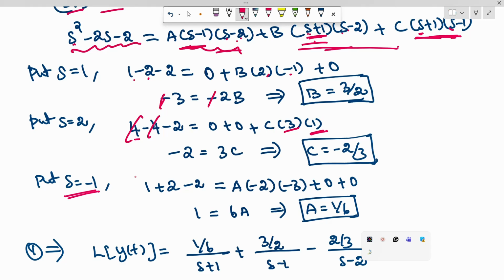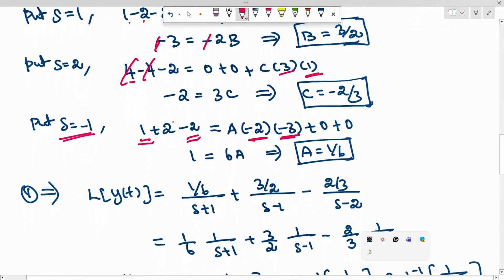Minus 1 whole squared will be plus 1 written here. Minus 2 into minus 1 will be 2. Minus 2 equal to a into, substitute here s is equal to minus 1. Minus 1 minus 1 is minus 2 written here. Minus 1 minus 2 will be minus 3 written here. And also second and third term values are 0 written here, 0, 0. Therefore, simplify the left hand side term, 2 and 2 opposite sign, we can remove these two terms. Therefore, 1 is equal to minus 2 into minus 3 will be 6, 6 into a, 6a. Therefore, a equal to 1 by 6.